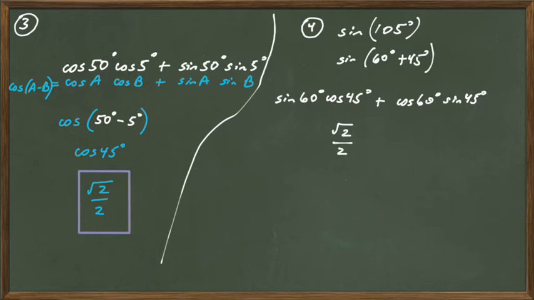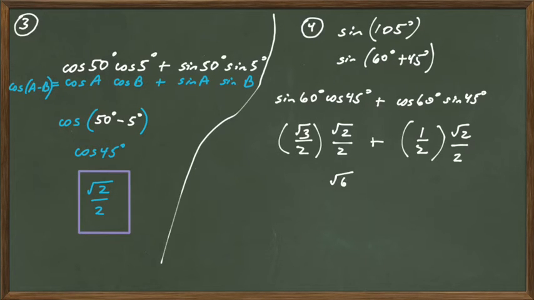This is radical 2 over 2 for the 45 degrees. Cosine of 60 is 1/2, which means sine of 60 is radical 3 over 2. Top times top, bottom times bottom, top times top, bottom times bottom. Now that you have a common denominator, you could write it as radical 6 plus radical 2, the whole thing over 4.